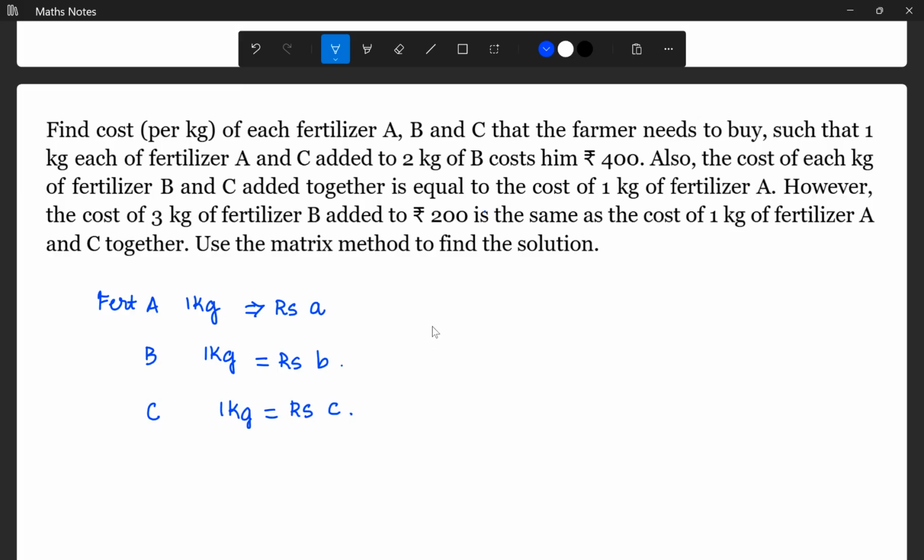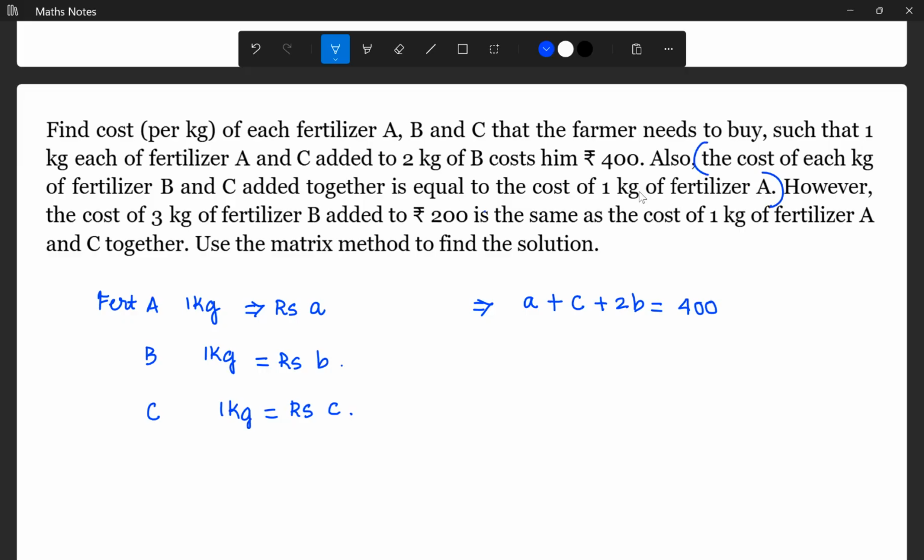Now, 1 kg of fertilizer A and C added to 2 kg of B. So that would mean 1A plus 1C plus 2 kg of B is equal to 400. We need to rewrite this, the order of the variables, which we'll do a little later. Also, the cost of each kg of fertilizer B and C added together is equal to the cost of 1 kg of fertilizer A. So this is where the tricky part is.